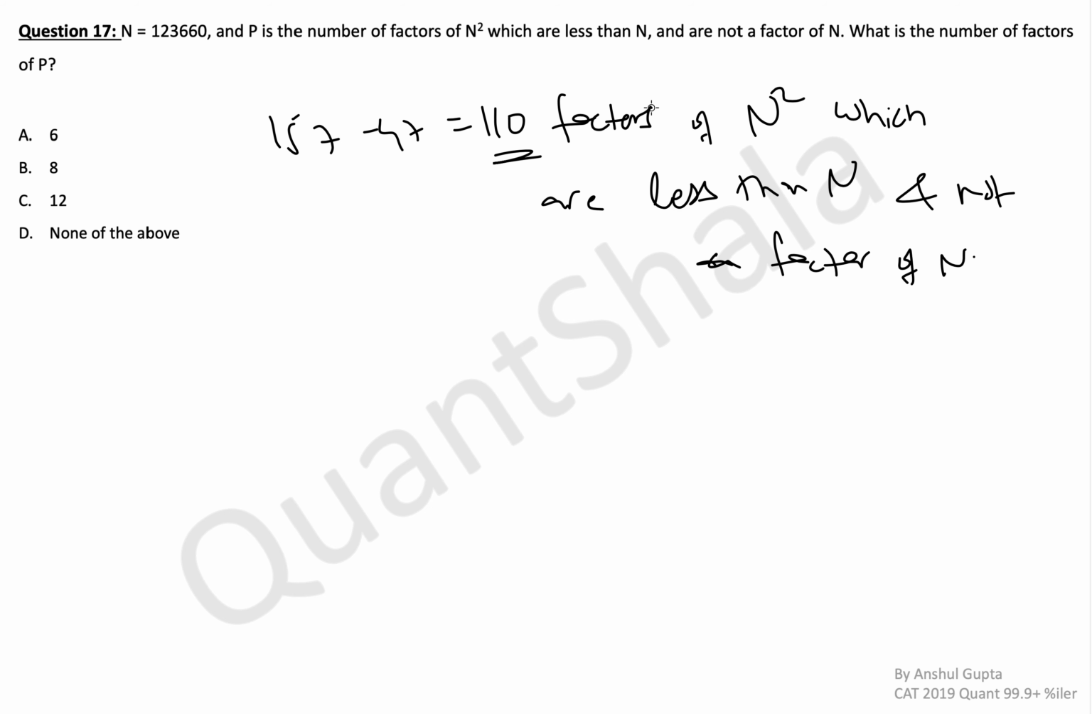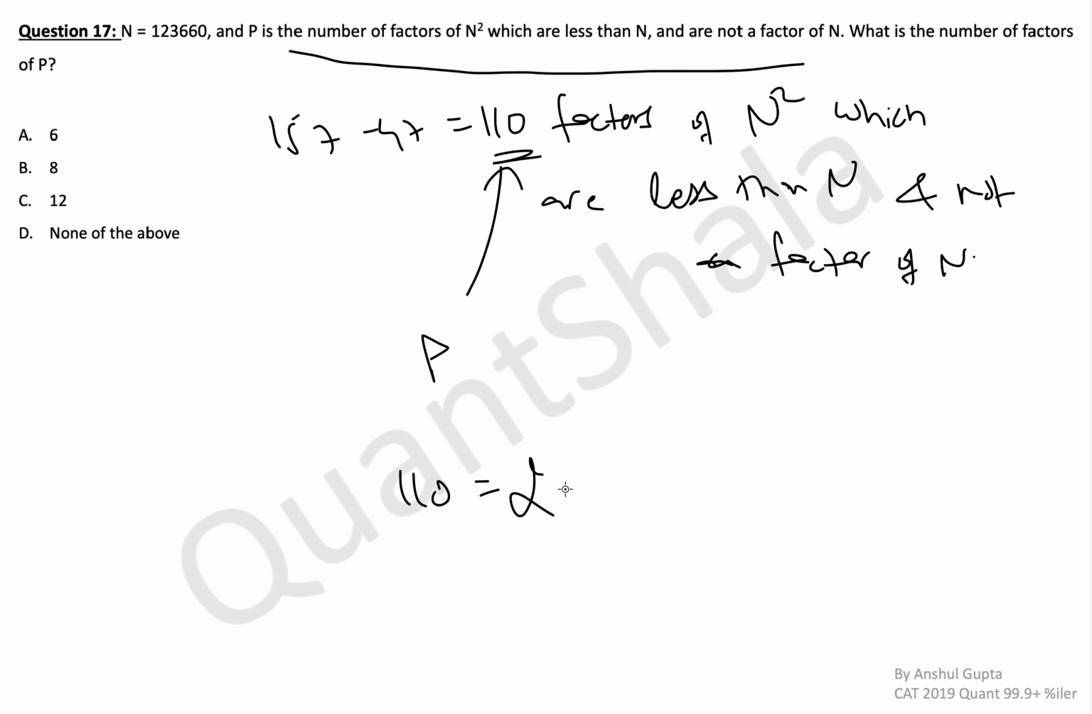So 110 factors. Now what they're asking us for is, what is the number of factors of P? If P is the number of factors of this, so basically P is 110 in this case. What is the number of factors of P? So 110 can be written as 2 into 55. 55 is 5 into 11. Just check it again. This is fine. Number of factors of this is 2 into 2 into 2. Answer is 8.